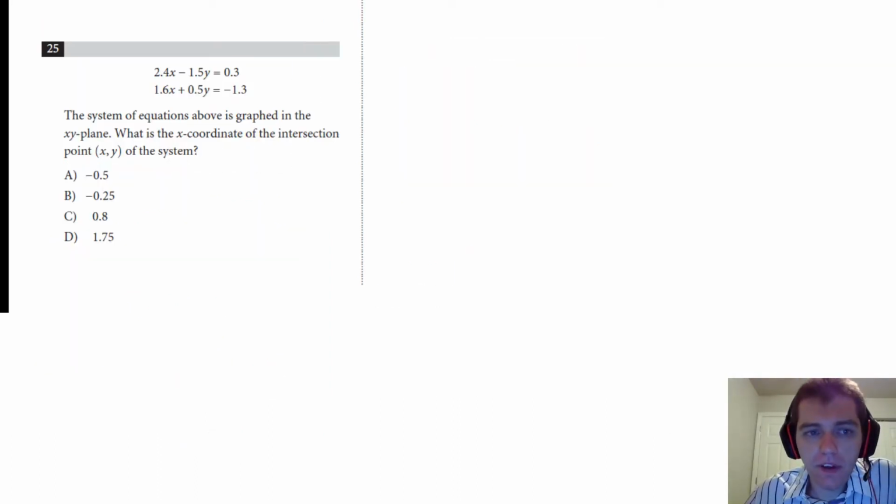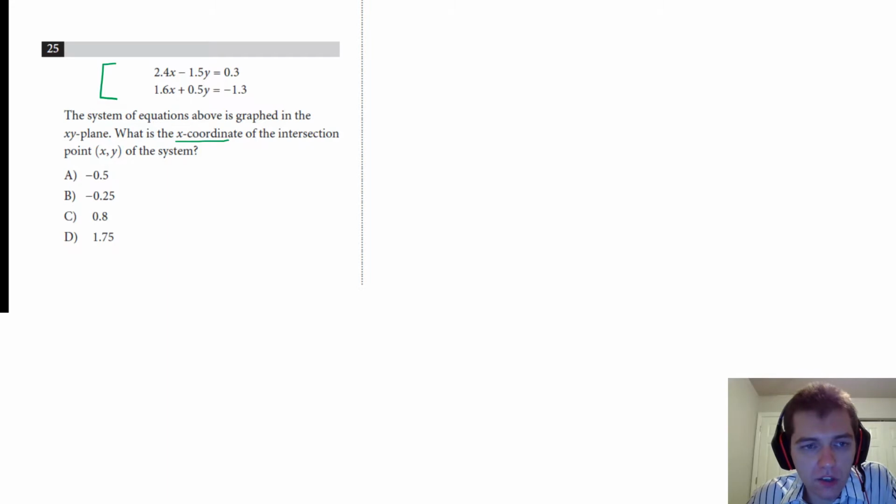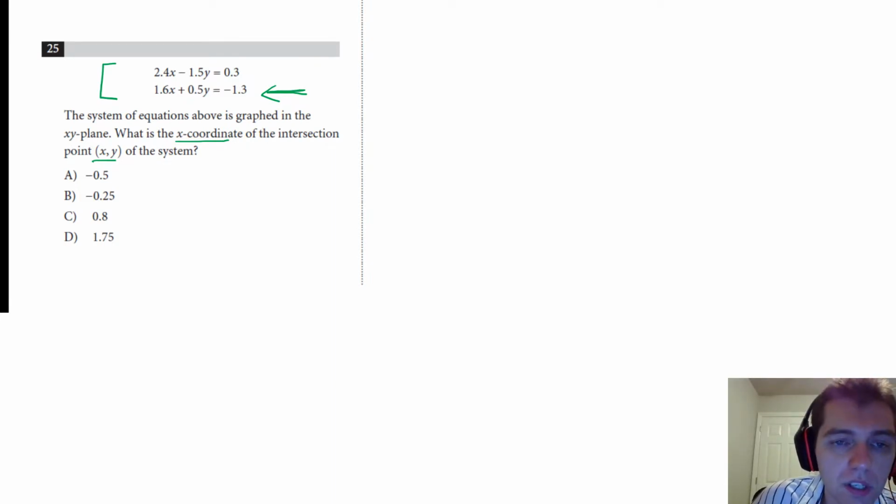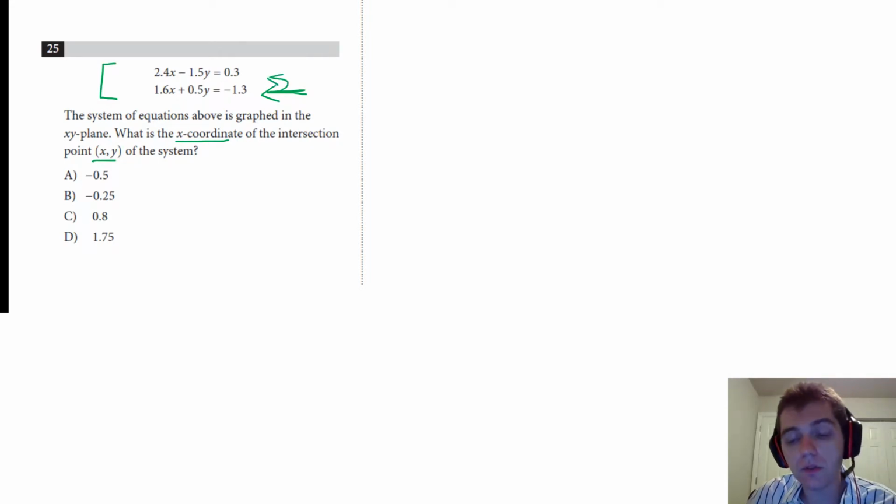Okay, problem 25. The system of equations above is graphed in the xy plane. What is the x coordinate of the intersection point xy of the system? Okay, so the tried and true way of doing this would be solve one of these equations for y. So put it in terms of y is equal to something times x plus or minus something. Then plug that y back into the original equation and solve for x. You can definitely do that.